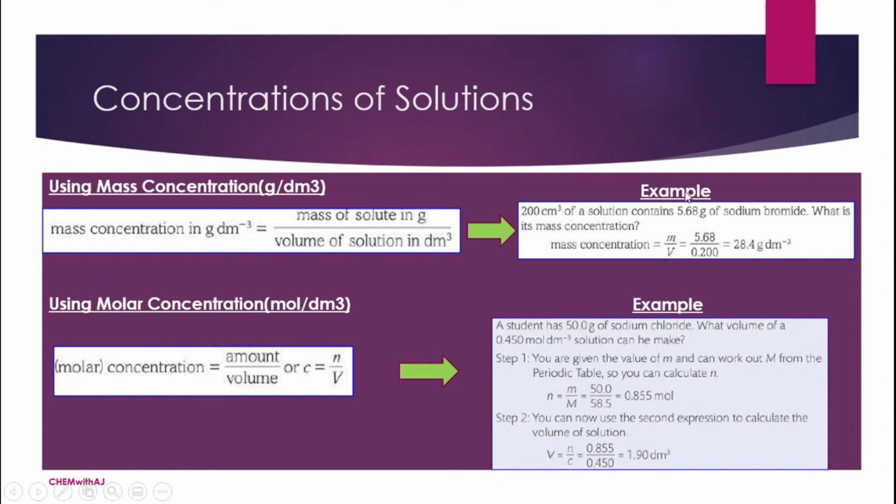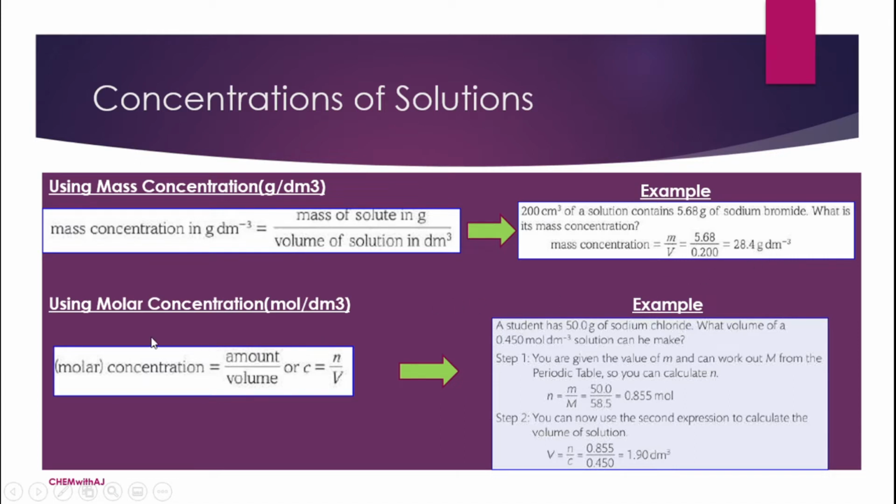So an example: 200 centimeter cube of a solution contains 5.68 grams of sodium bromide. This 5.68 grams of sodium bromide is our solute. What is the mass concentration? Mass concentration is mass of solute over volume of solution. So that is 5.68 grams over, we have to convert this 200 centimeter cube to decimeter cube by multiplying it by 10 to the power minus 3. So 5.68 over 0.2 decimeter cube gives us 28.4 grams per decimeter cube.